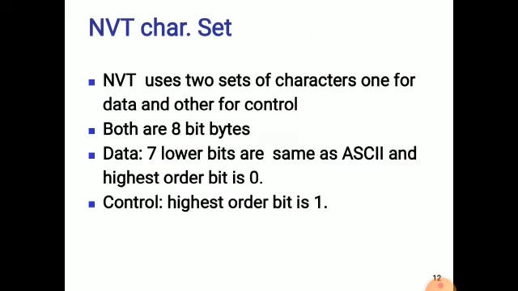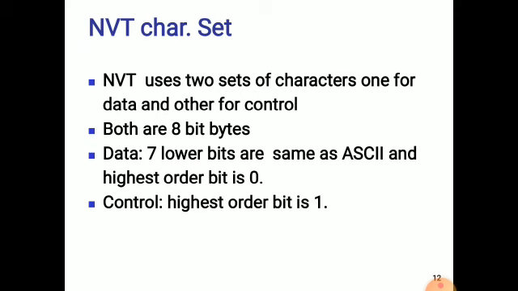So NVT uses a set of characters, one for data and the other for control. Both are 8-bit bytes. For data, the lower 7 bits are the same as ASCII and the higher order bit is 0. Very important: in case of data, the higher order bit is 0, and in case of control, the highest order bit is 1. Keep in mind, because a question may be asked to draw the format of this data and control.